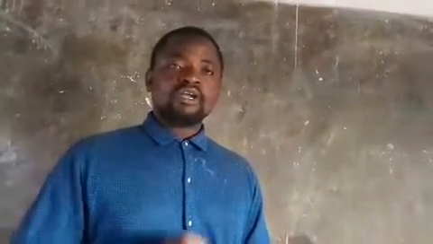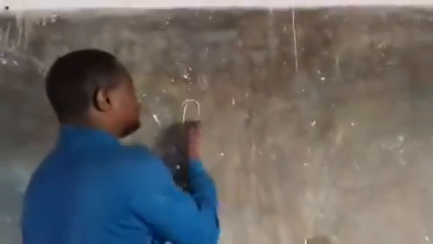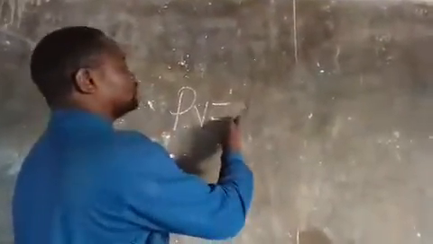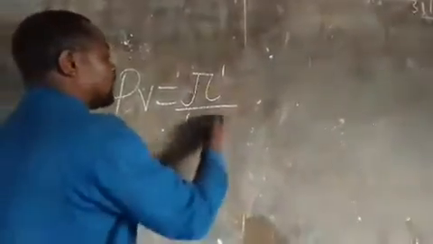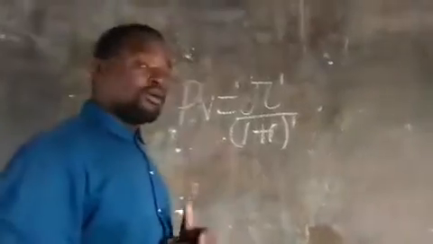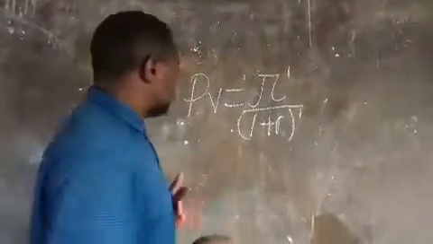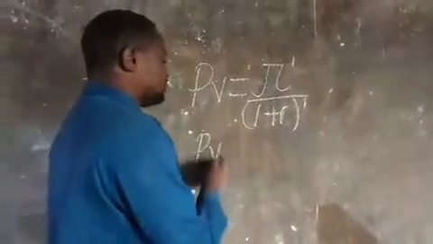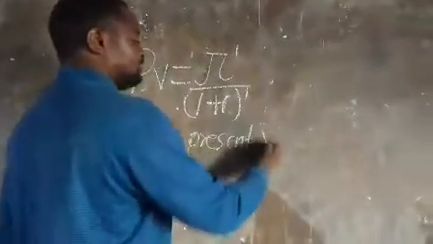So, how do we calculate the value of the firm, showing all discounts? We follow the formula, which is PV equals π1 over (1 plus r) to the power 1. That's the formula for calculating the present value of the firm. Now, what does PV stand for? PV stands for present value.